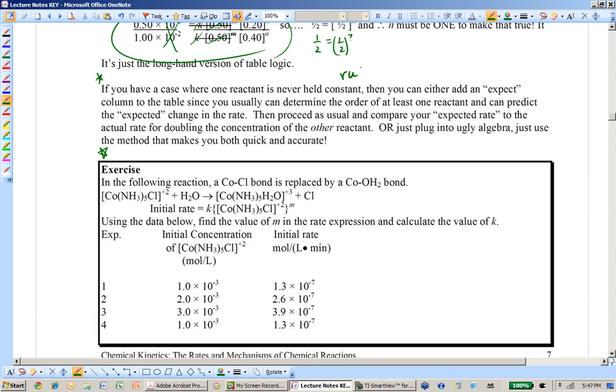You know that beautiful scientific phrase from cartoon land. Rut-row. We're in trouble now. Then you can either add an expect column to the table, which is easy enough to do. I'll show you some examples where we can do that.